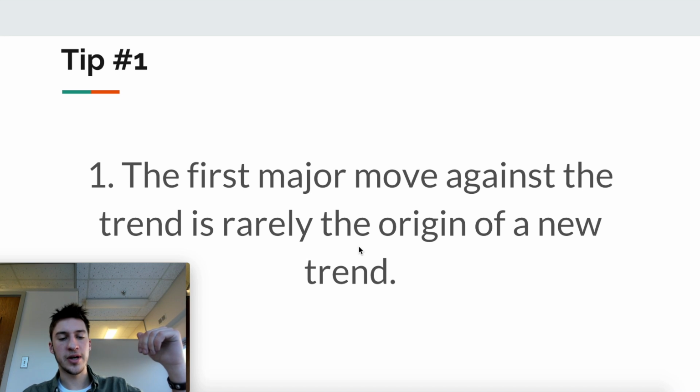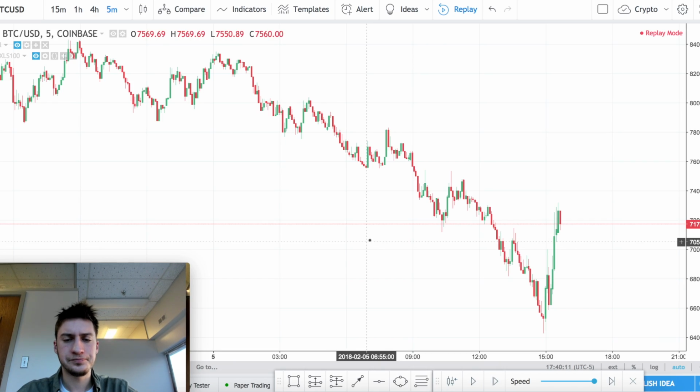If price is in a downtrend, typically that first move against the downtrend, a bullish retracement, is usually just going to be a bull trap where weak buyers get trapped into positions and then price goes lower. And then the moment that they all sell, price actually reverses and goes higher. Let's look at an example of this.